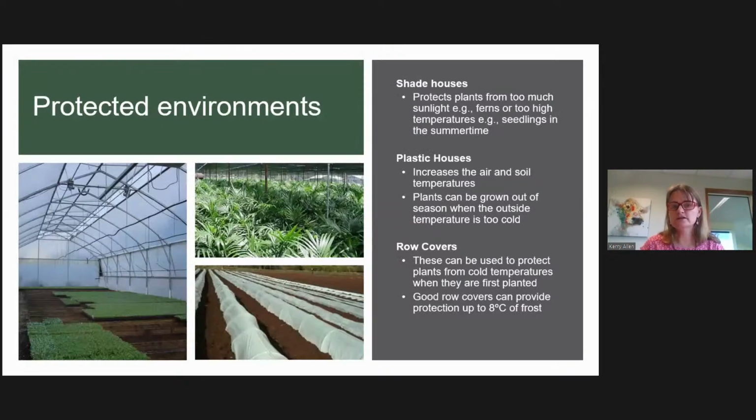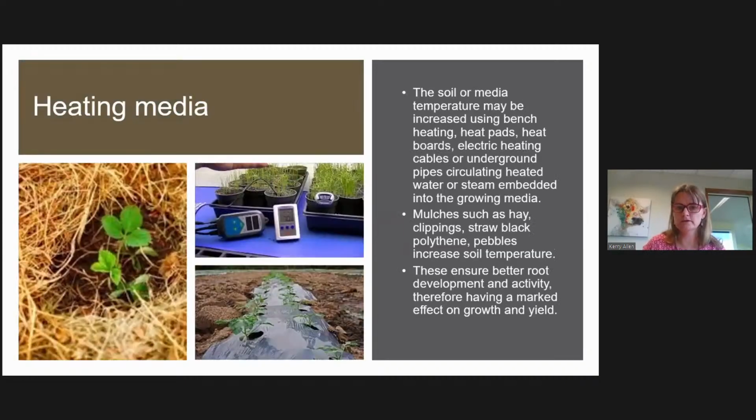We'll just jump straight into protected environments. And I've shown you here shade house, plastic house, and row cover. So all of these are to increase or decrease the temperature, depending on where they are. But mostly you are trying to encourage growth from these protected environments.